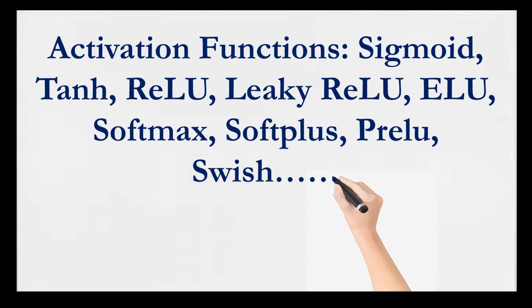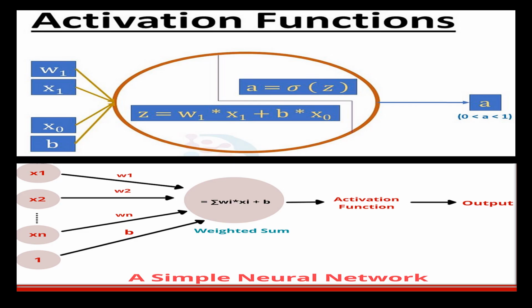So today we'll explore the importance of this activation function, and what the different types of activation functions are that are used to make a neuron pulse or fire. So let's understand what an activation function is.